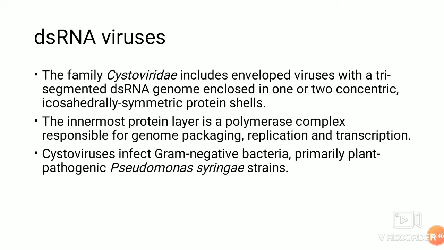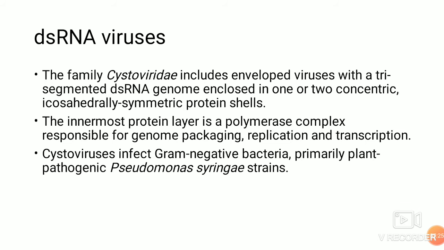Now coming to the double stranded phage, these are also RNA containing phage. They belong to a single family, and there is only one genus, that is Cystovirus, in the family. So most of these fall into the same family, Cystoviridae. The family Cystoviridae includes enveloped viruses with a tri-segmented double-stranded RNA genome enclosed in one or two concentric icosahedrally symmetrical protein shells.